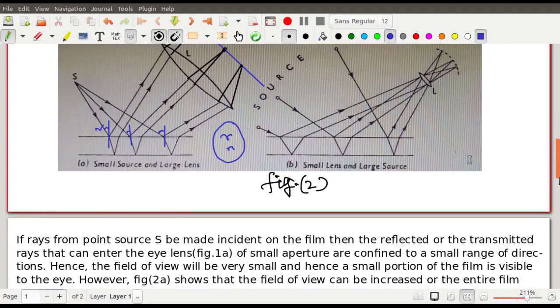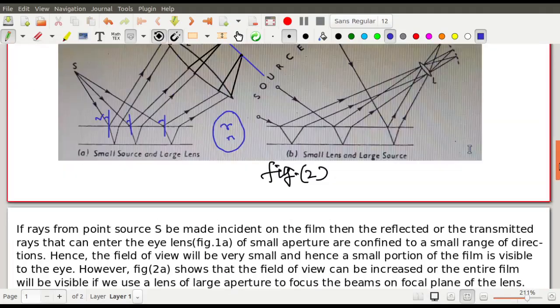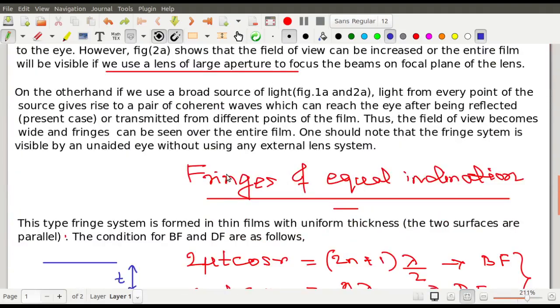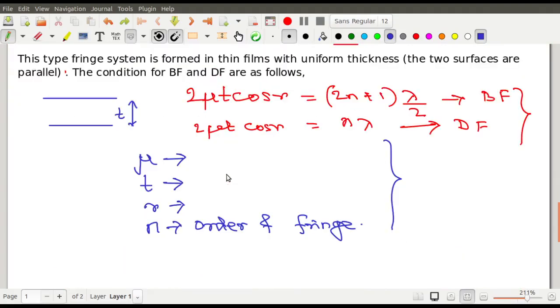Did I call it fringes of equal inclination? Yeah, fine. So the angle of inclination varies over here, and that is why the angle of refraction varies, and that is why the order of the fringes varies. So you have to understand why you get different order fringes. You get different order fringes due to the variation in the angle of incidence. Is it clear to you?